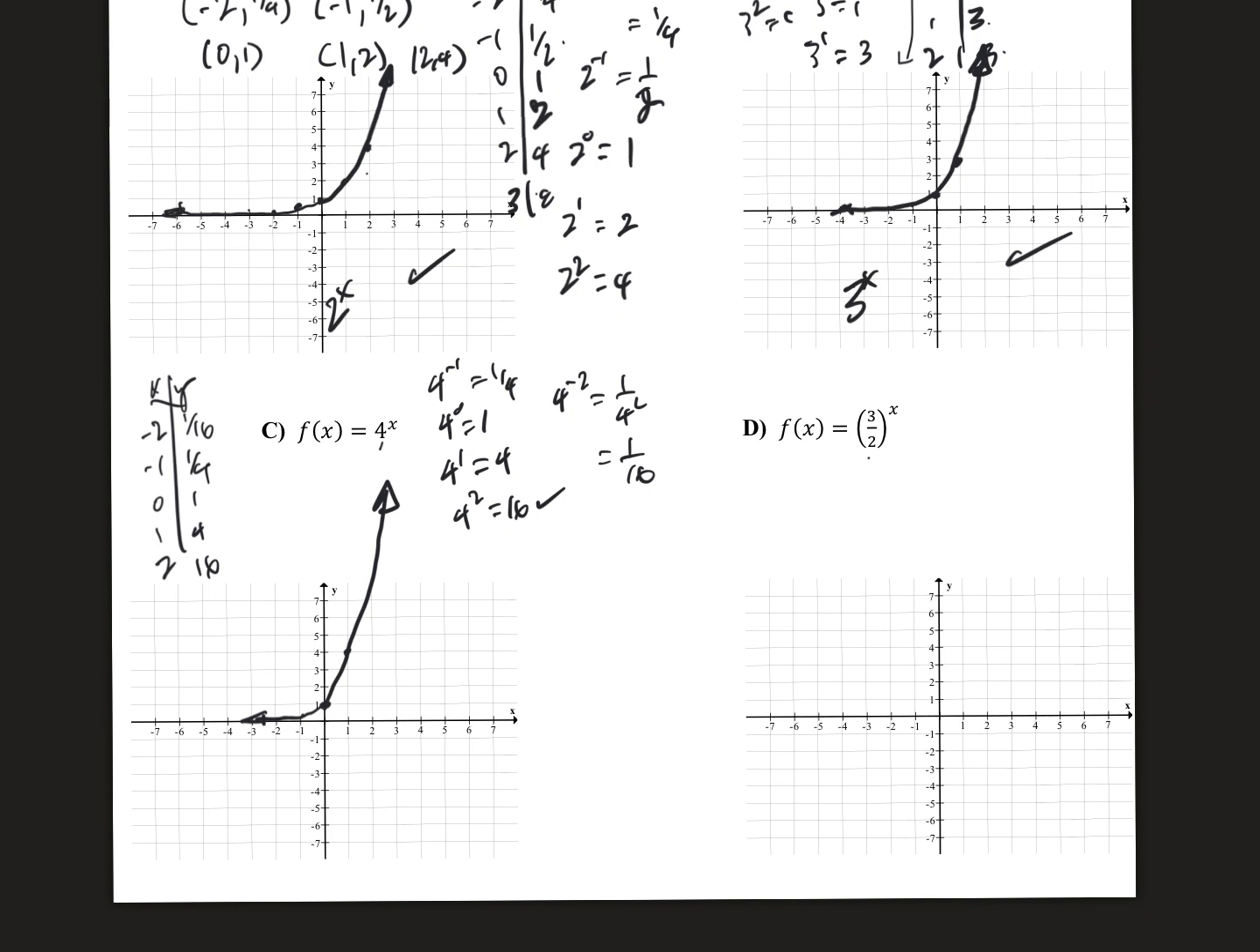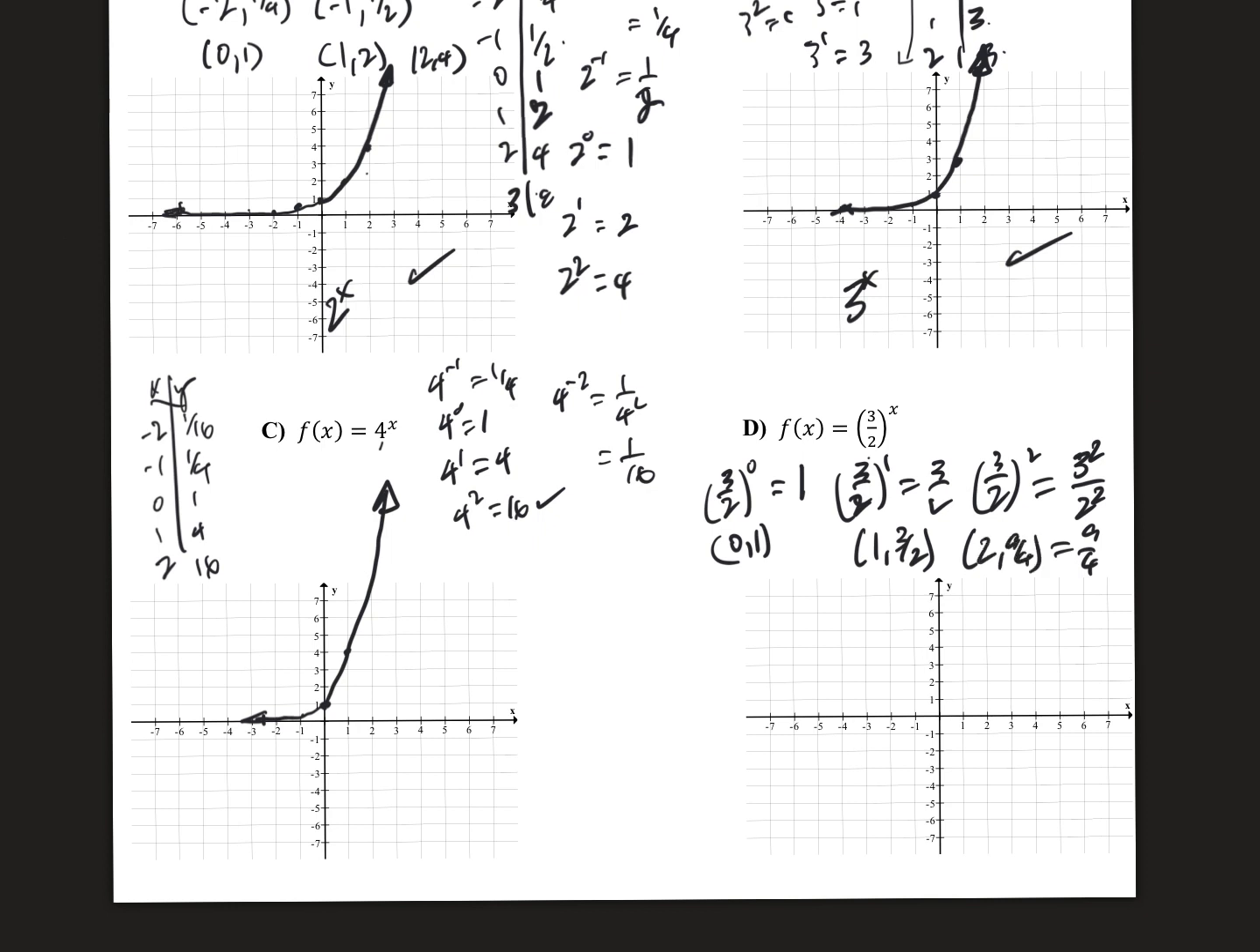What about 3/2 to the x? Well, again, we're anticipating this same basic shape going through 0, 1, but that's anticipation. Let's go ahead and make sure we see that. So let's start with an easy one first. If I take 3/2 and raise it to the 0 power, anything to the 0 power is 1. So 0, 1 is in our graph. If I raise 3/2 to the first power, that's going to be 3/2. So we have 1, 3/2 on the graph. And if we raise 3/2 to the second power, we get 3 squared over 2 squared, which is 9/4.